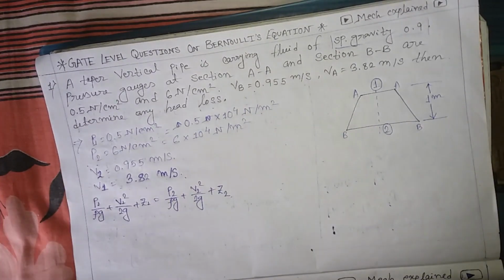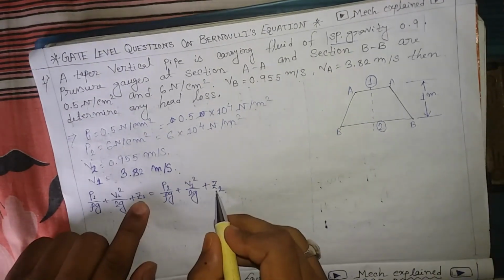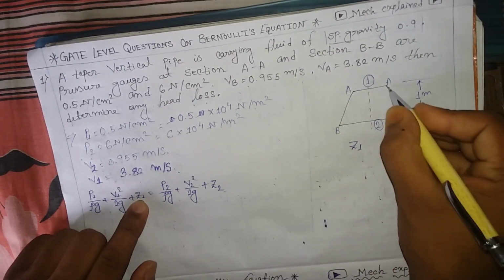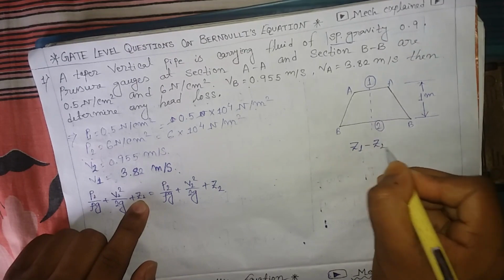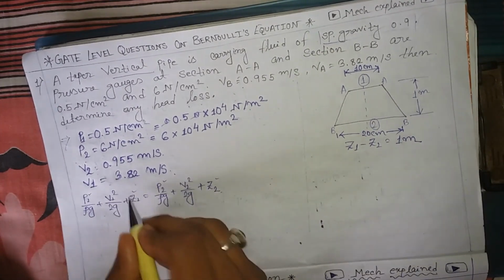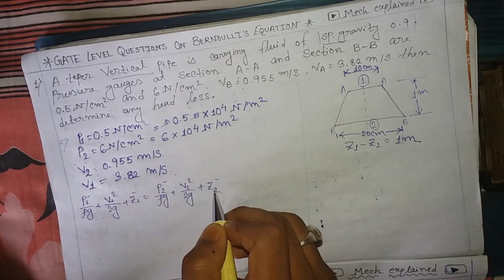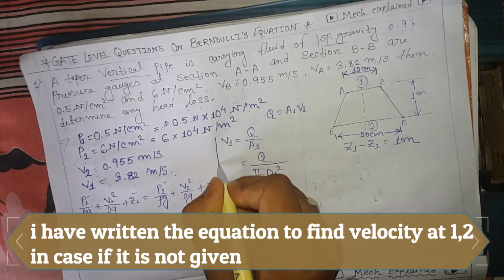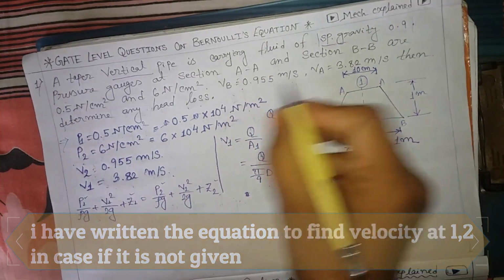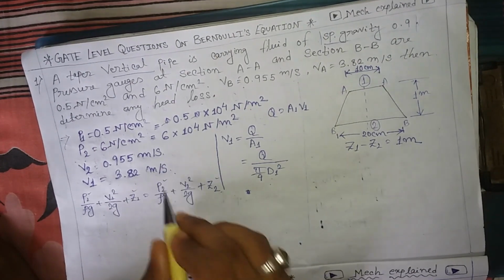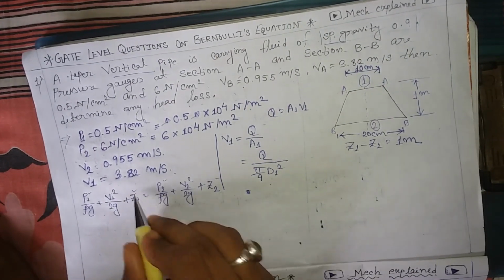Here Z1 is here and Z2 is here, so the difference of height, Z1 being the upper section, Z1 minus Z2, is 1 meter. So P1, P2, Z1 and Z2 have been given. By this we could find the velocities V1 and V2, but in this case the velocities have been given, so we don't have to use this formula. We will put in P1, P2, V1, V2 and Z1, Z2.